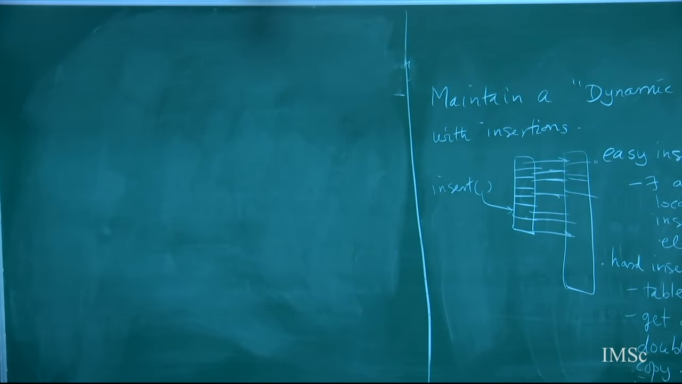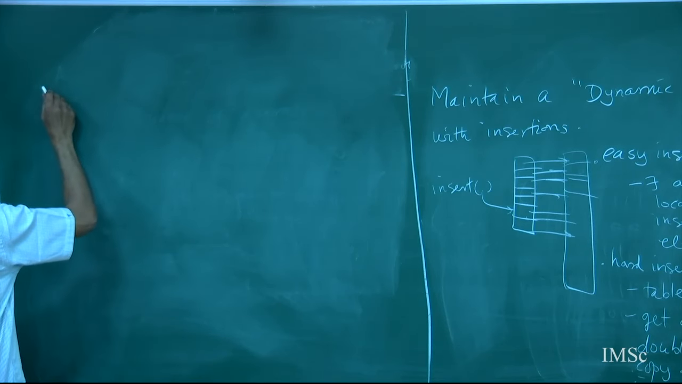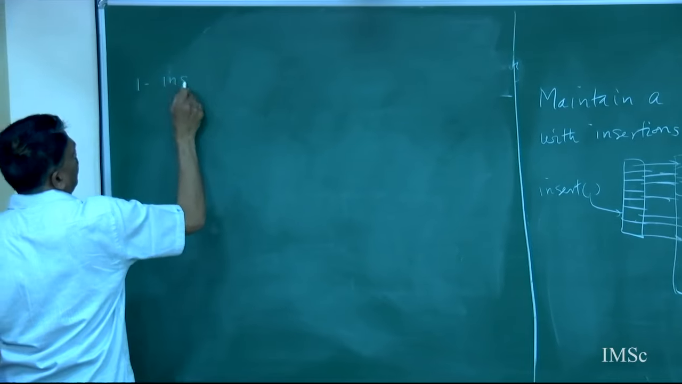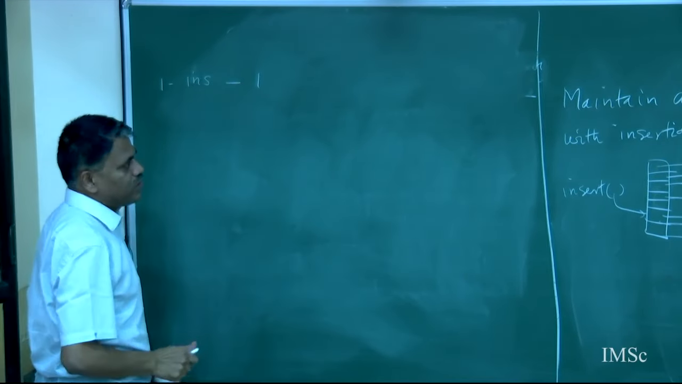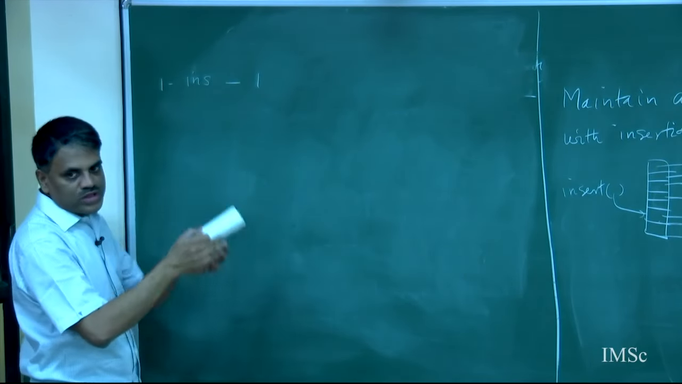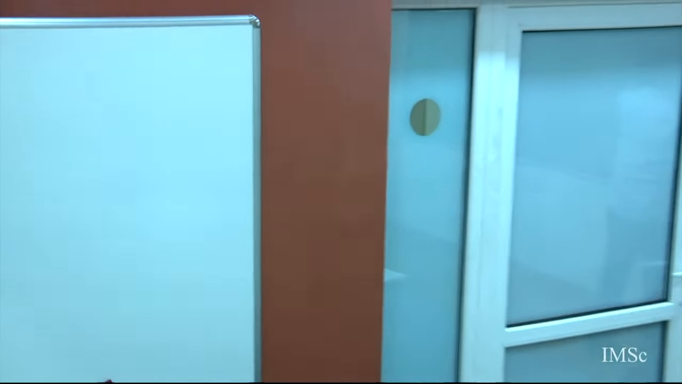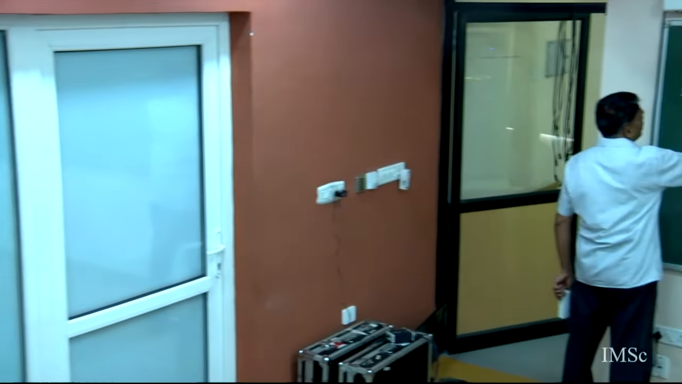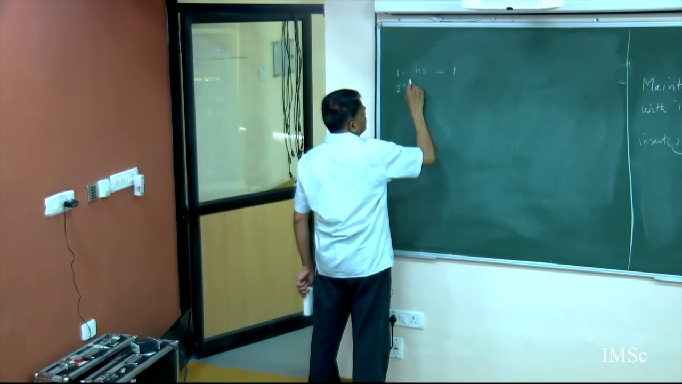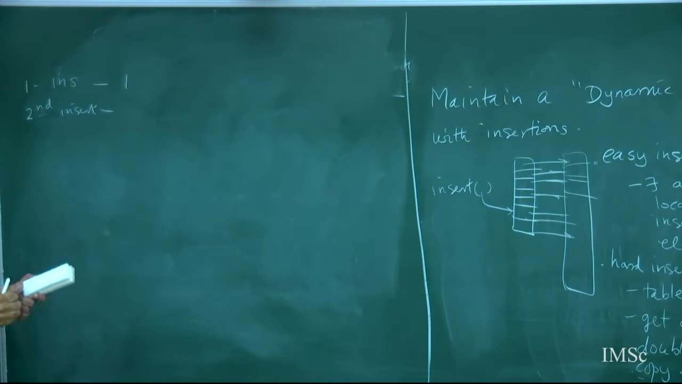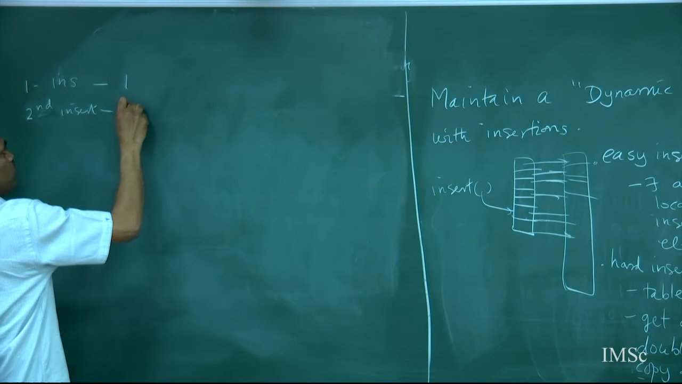Okay, so suppose I start the first insert. That costs me 1 unit of time because I start with a table of size 1, so I'm just inserting. It's an easy insert. Second insert: the table is full, so I ask for something of double the size. So copy it, so it costs me 2 units of time.